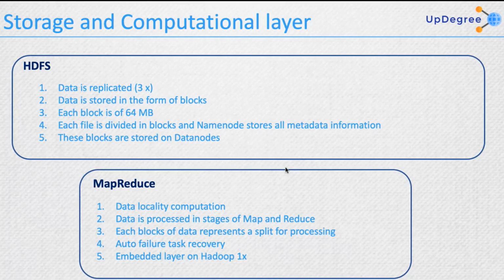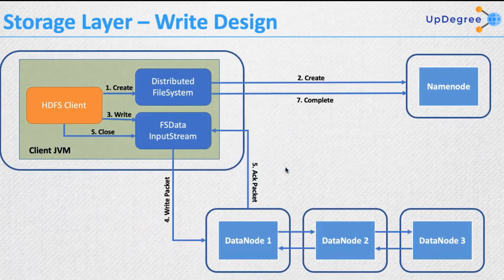Auto failure task recovery. In between, if any of the tasks fails, the job tracker is responsible for restarting that task on the task tracker. Embedded layer on Hadoop 1x. If you're processing anything with 1x, which you're not going to do actually, because nobody uses Hadoop 1x, it's almost forgotten, but the concepts of Hadoop remain the same. At that point of time, MapReduce was an embedded layer on Hadoop 1x, and that's what has been continued.